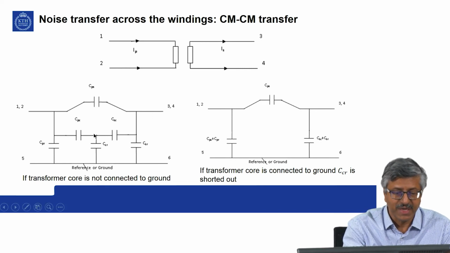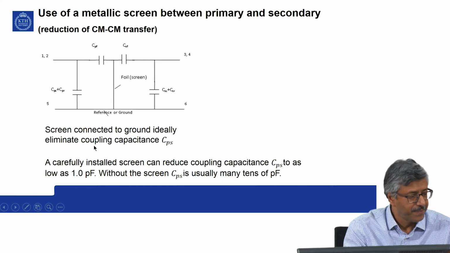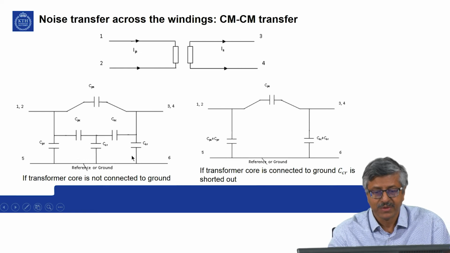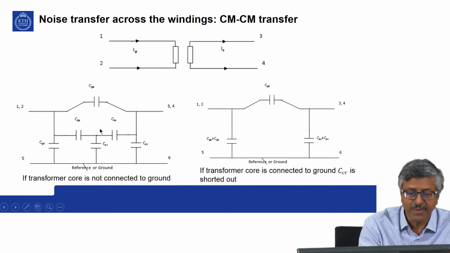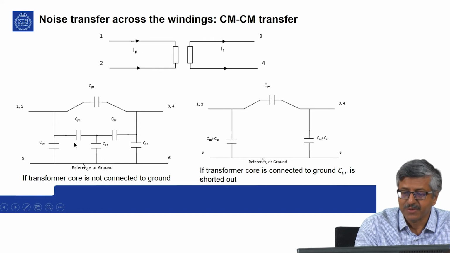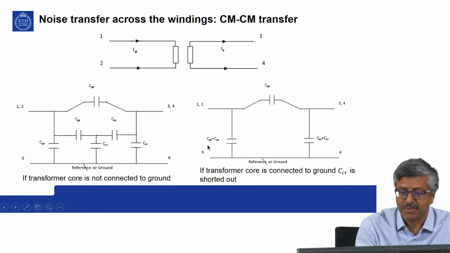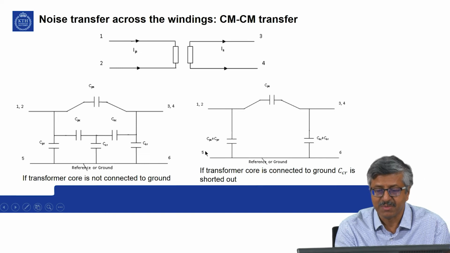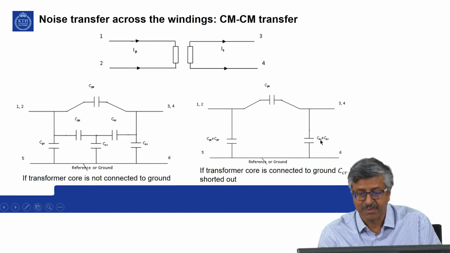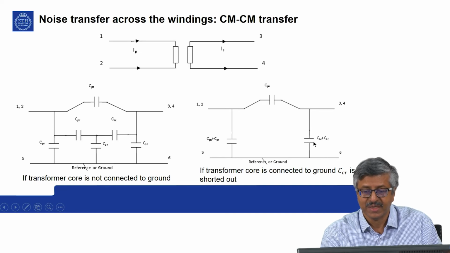Then if the core is connected to the ground, it shorts out this capacitance, and it shorts out this capacitance also. So, you have these two capacitances in parallel now, CPC plus CPR. These two capacitances are in parallel, so you add up those capacitances. So, you get a network like this.